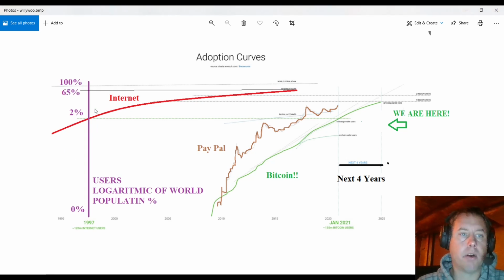The actual number of internet users right now is 65%, and the number of people who have exchange wallets or on-chain wallets, put together, is about 2% of the people in the world. So, if we look at this in another way, you can say that crypto is now at the same stage in its development as the internet was back in 1997. Would you buy Google shares?